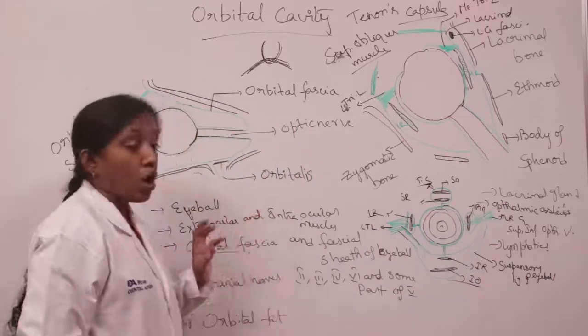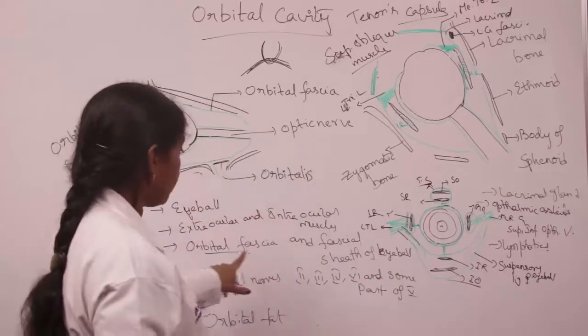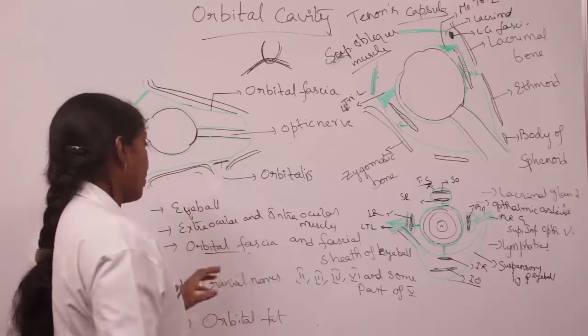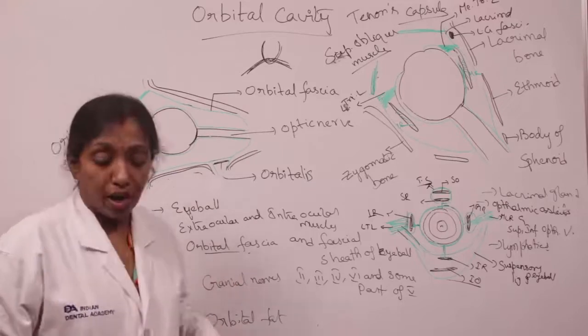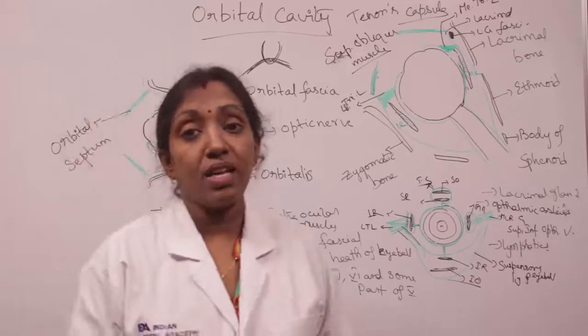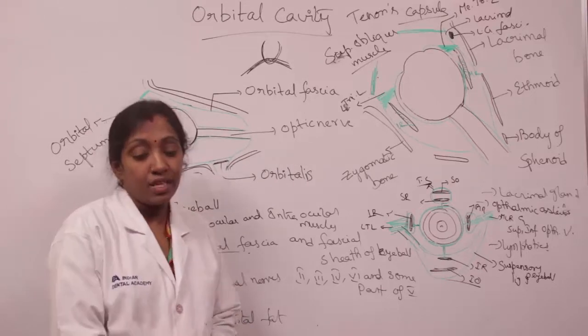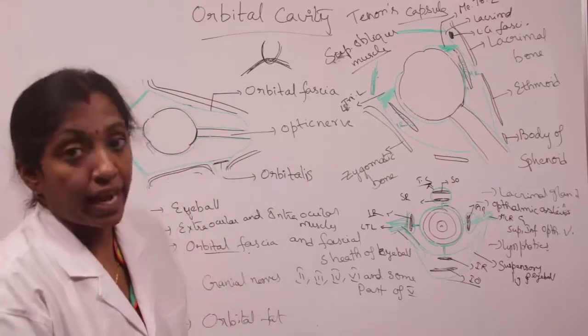So that's about the orbital fascia as well as the facial sheath of the eyeball, otherwise called Tenon's capsule or bulbar fascia. And coming to the muscles of the eyeball, we have extraocular muscles, which are voluntary muscles, as well as intraocular muscles, which are involuntary muscles. We will discuss them in detail now.